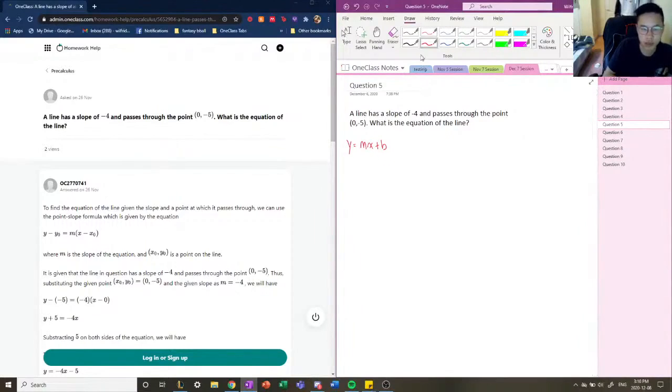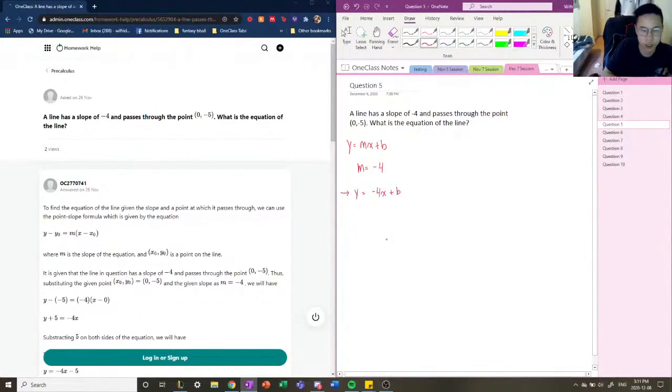Here they've given us the slope and a point that passes through the line, so this is very easy for us. We already know that m equals -4. So let's plug that in. If m equals -4, then we get y equals -4x plus b.